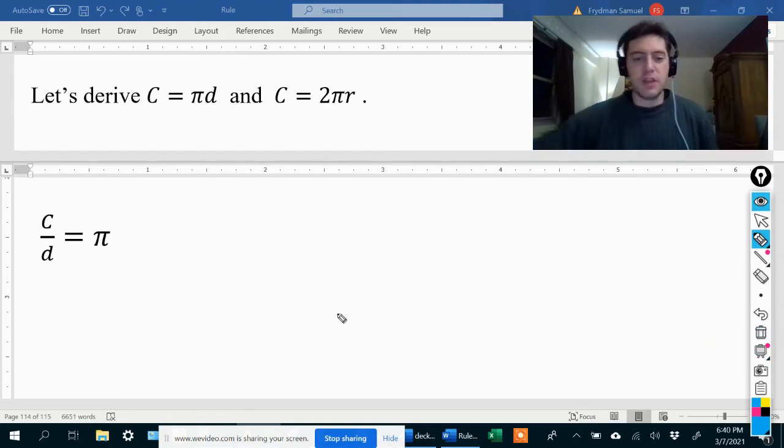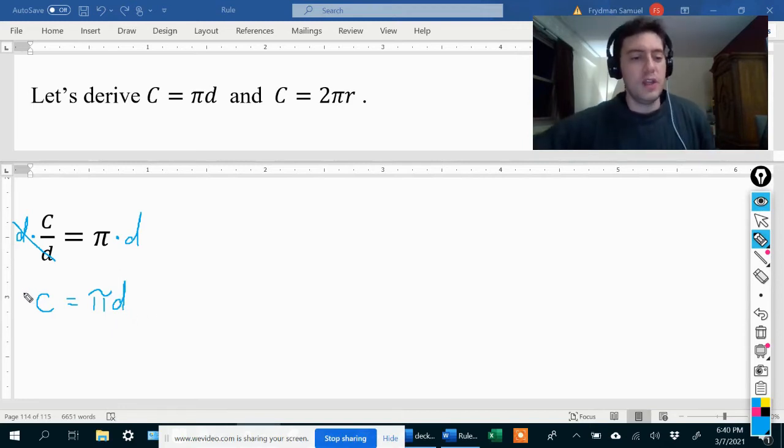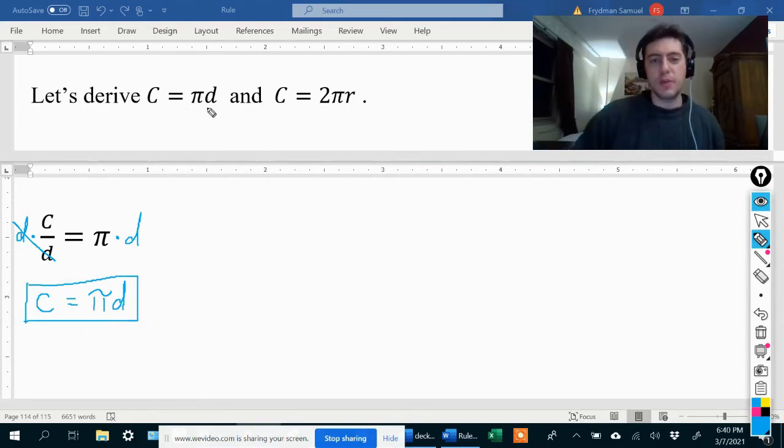Okay, we're going to do the same thing over here. If we want to get the c by itself, then we need to get rid of this d over here. Since c right now is being divided by d, we would do the inverse of division, which is multiplication, and we would just multiply both sides of the equation by d. These d's would cancel out, and we would just get c equals pi times d. We could just write that as pi d. Okay, and that's it. We have just derived this equation, c equals pi times d, or c equals pi d.